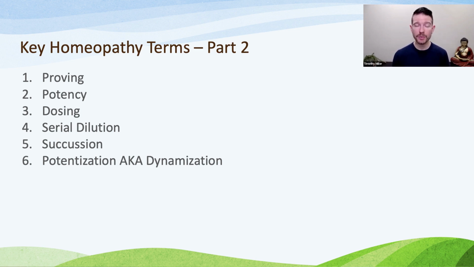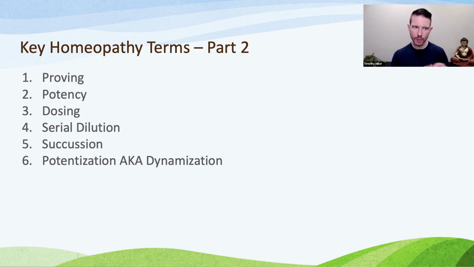Proving, what's a proving? A proving is when you give a substance to a healthy person in order to identify the symptoms that that substance causes. Because when you know what symptoms that substance causes, you know what that substance can be used to treat. That's a proving.